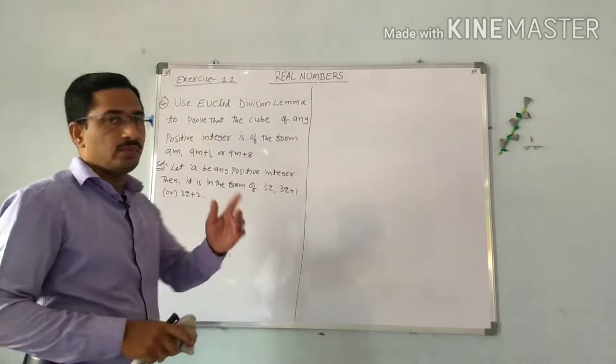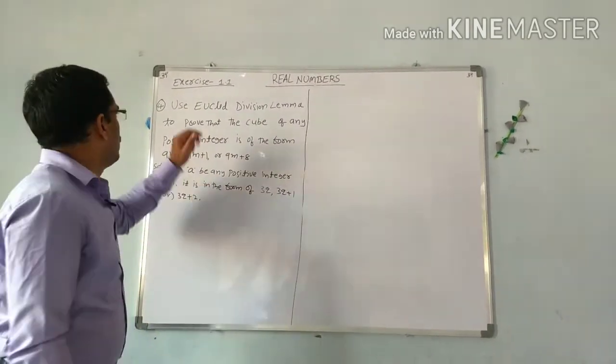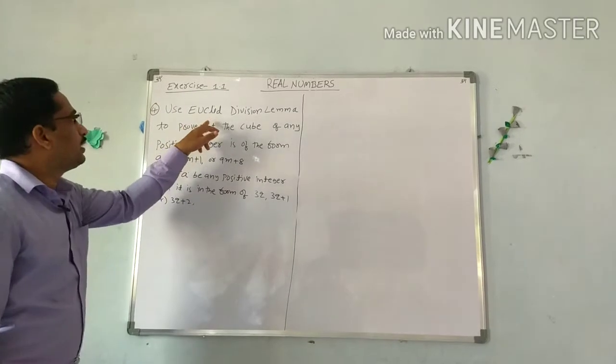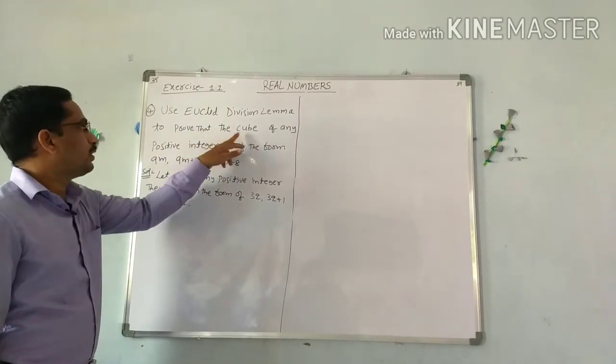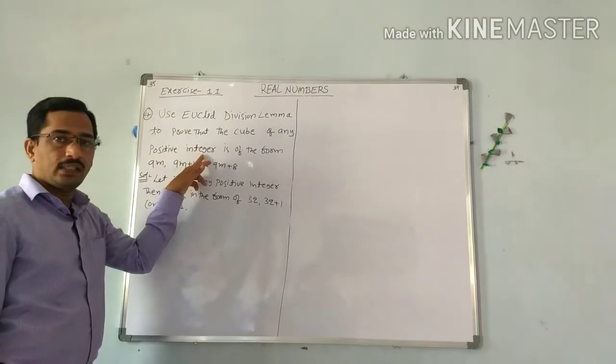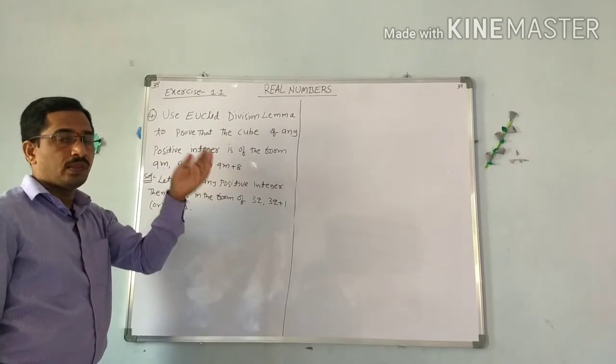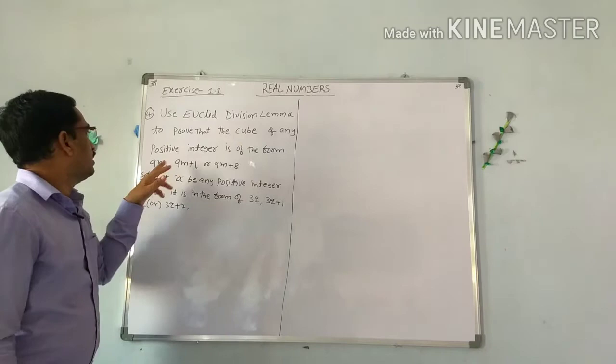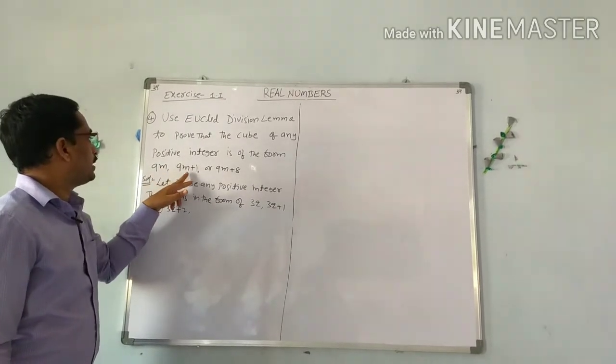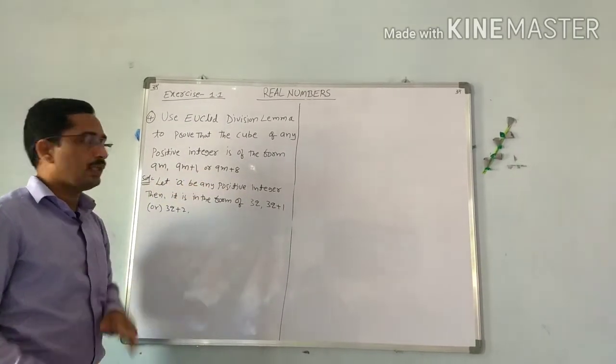The fourth problem is similar to the third problem. Fourth question: use Euclid division lemma to prove that the cube of any positive integer is of the form 9m plus 1 or 9m plus 8. The third problem was related to square, the fourth problem is related to cube.